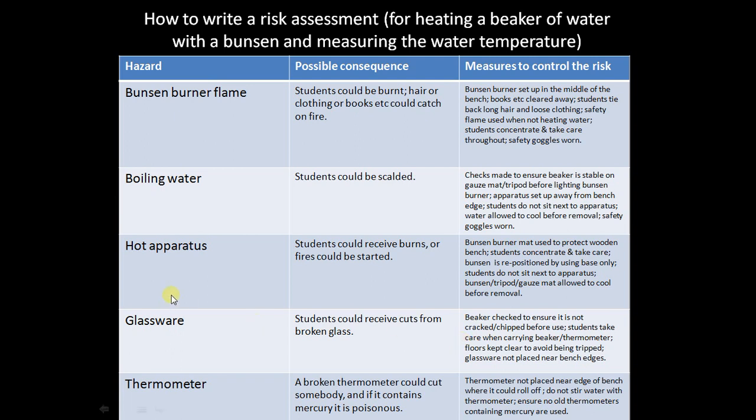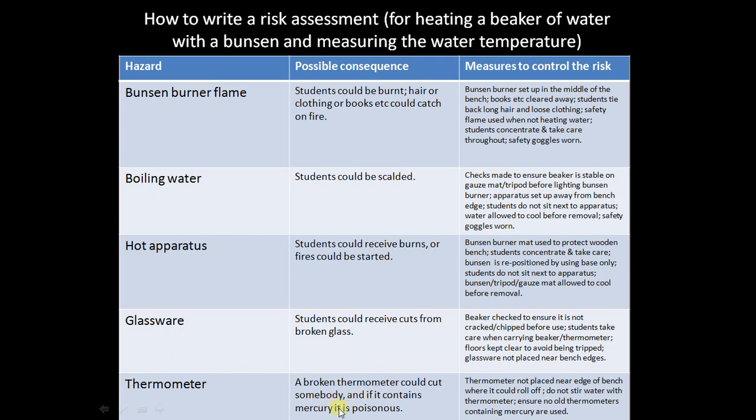And the hazards we're talking about are the Bunsen burner flame itself. People could be burnt, hair could be burnt, books could be burnt. Another hazard would be the boiling water. Students could be scalded. There's the hot apparatus. Again, students could receive burns or fires could be started. There's the glassware. The beaker might be broken. You might get a cut. There's the thermometer. A broken thermometer could cut somebody, or if it's an old-fashioned thermometer, it might contain mercury, which is poisonous.